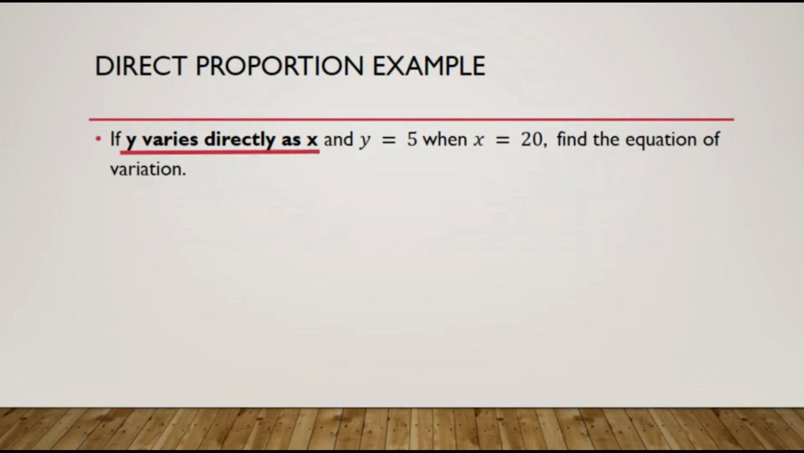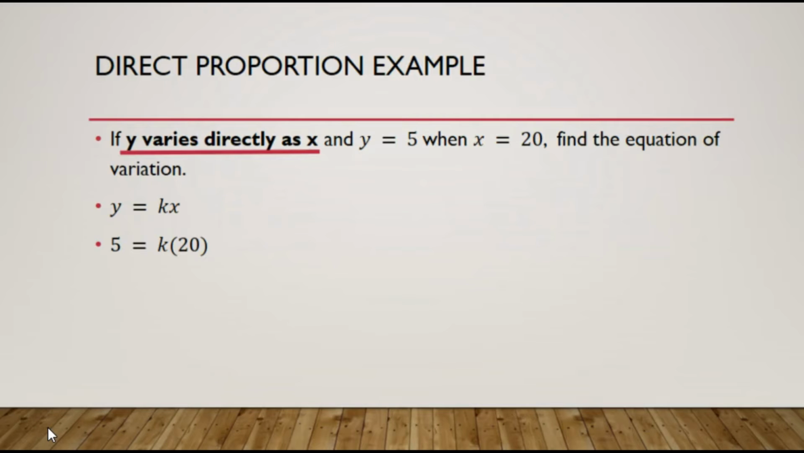The words "y varies directly as x" indicate direct variation and can be represented by y equals kx. The value of k needs to be determined to complete this direct variation. To accomplish that, we will use substitution from the given information. y equals 5 when x equals 20, replacing each of these values. Now we have an equation with one variable.